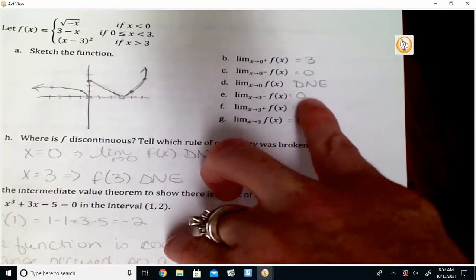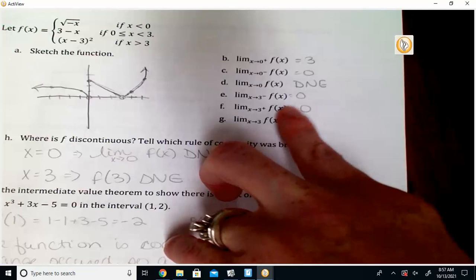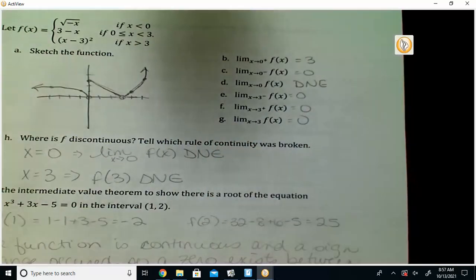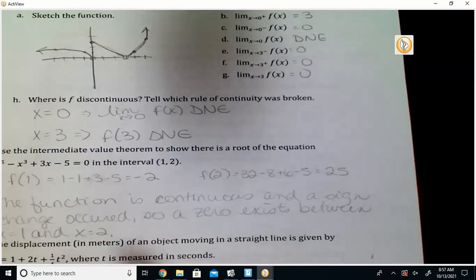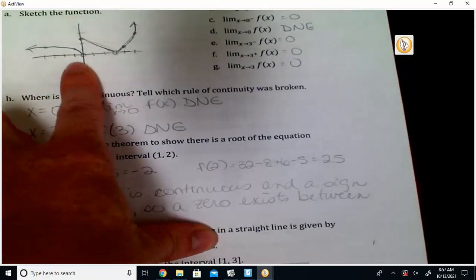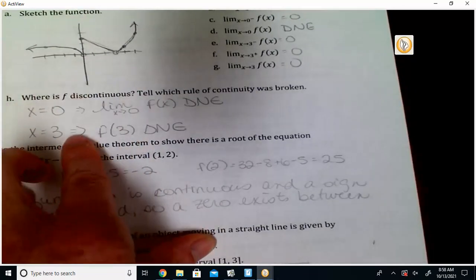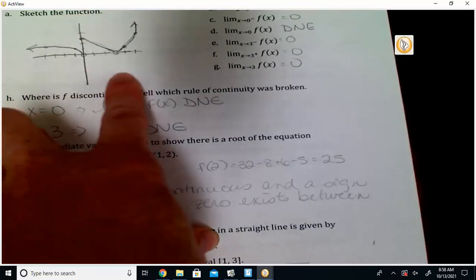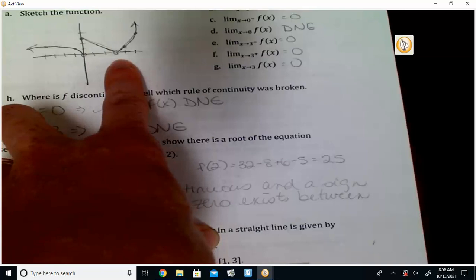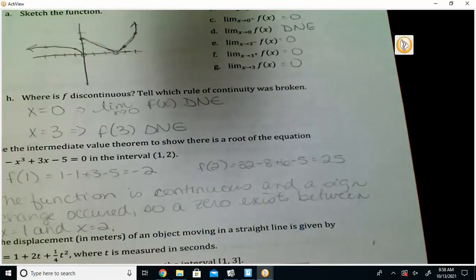B is 3, C is 0, D does not exist. E, F, and G are all 0. H is discontinuous at 0 and at 3. The reason is that at 0 the limit does not exist, and at 3 the function does not exist.